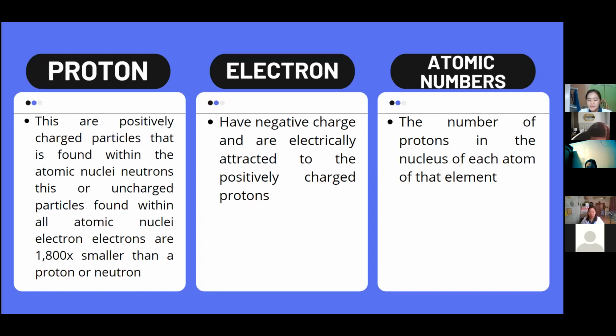Here, when we say atomic number, usually when you look at your periodic table, it is in the upper part. As I mentioned earlier, the number of protons is also the atomic number. The number of protons in the nucleus of each atom of that element is the same. So all elements have different atomic numbers. They cannot be the same.